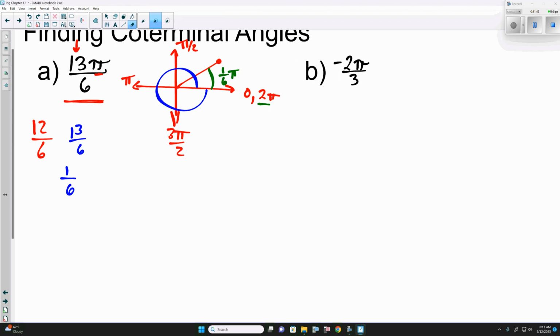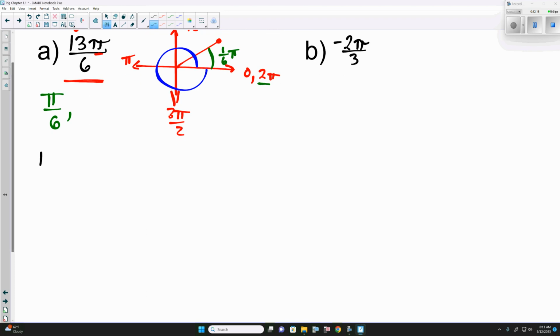Questions on any of this so far? So, what we can say for certain is that a coterminal angle for this is pi over 6. And we can go about finding different angles from this here. But, and this is graphically, so we understand kind of how this looks graphically. Now, another way we can find coterminal angles algebraically is taking 13 pi over 6 and adding 2 pi to it.